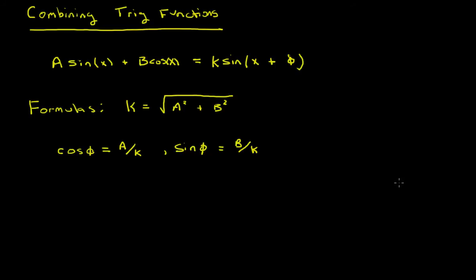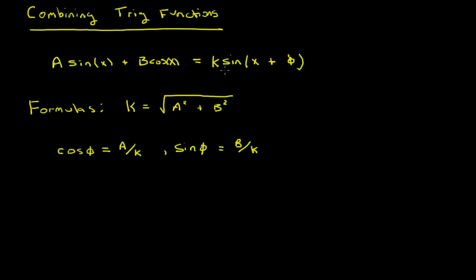This is a video lesson on combining trig functions. Often in applications we find a use for this. It's interesting that we can take a combination of sine and cosine functions. If we add them together, for example, a sine x plus b times cosine x, we can combine those as a single trig function. In this case we have, for sine, the formulas go like this.